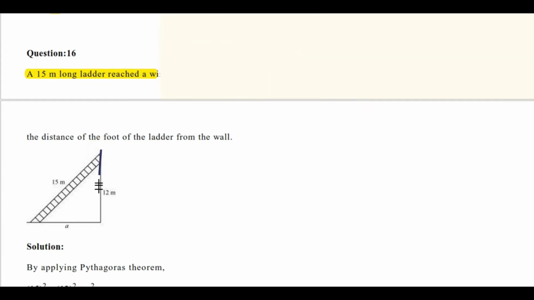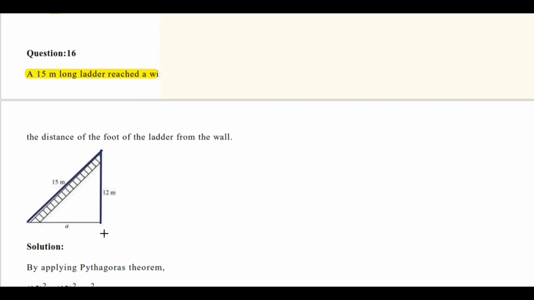This is a wall in which a ladder is placed. This is a ladder, whose length is given as 15 meters, and this distance is 12 meters. Now we need to calculate how far the ladder is placed from the wall. So we need to calculate this distance.